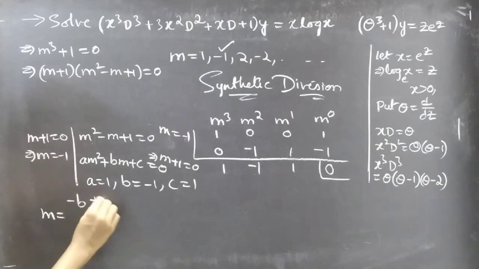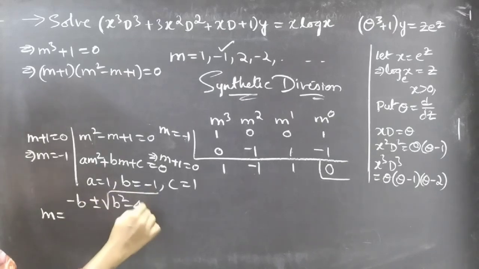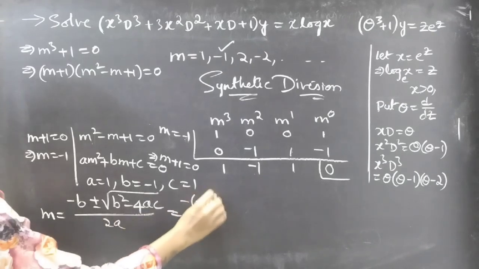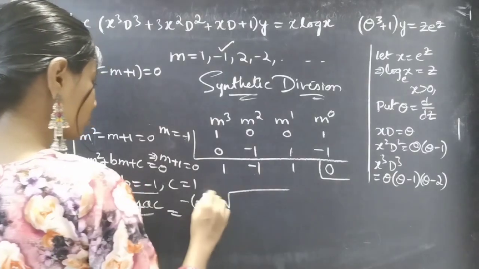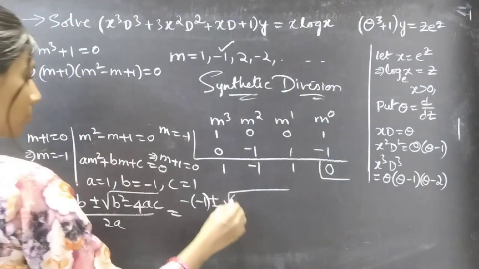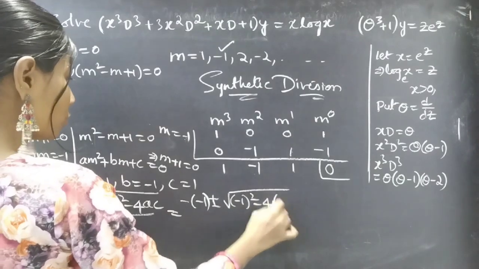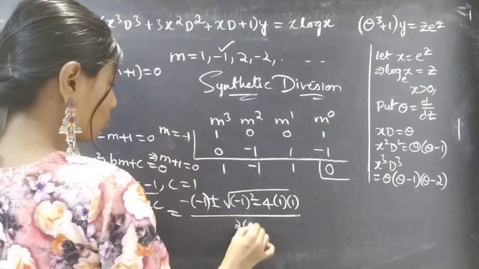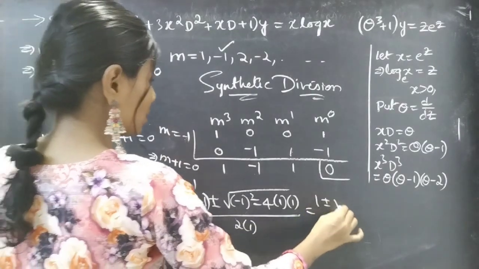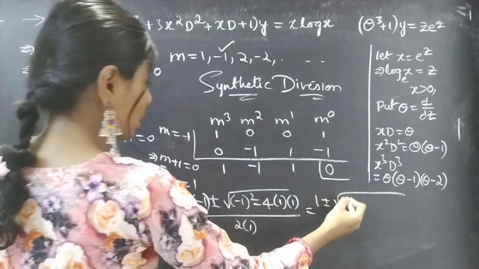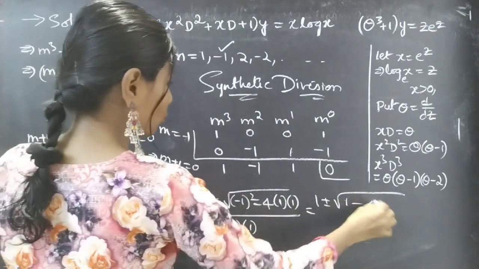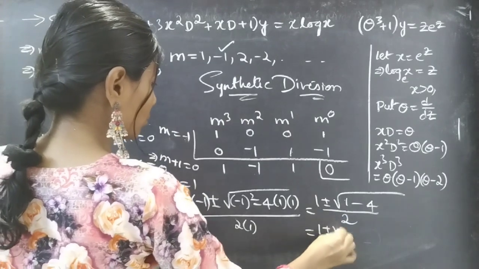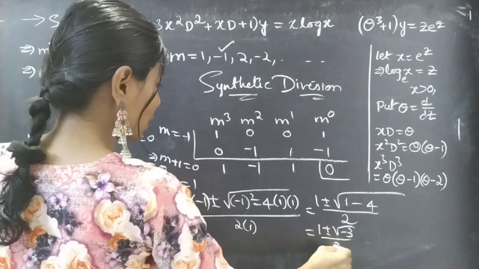Minus b plus or minus square root of b square minus 4ac by 2a, which equals minus of minus 1 plus or minus square root of b square minus 4ac by 2a, 2 into 1. This equals 1 plus or minus square root of minus 1 whole square is 1, minus 4 into 1 is 4, by 2 into 1, 2, right? Which equals 1 plus or minus square root of minus 3 by 2.